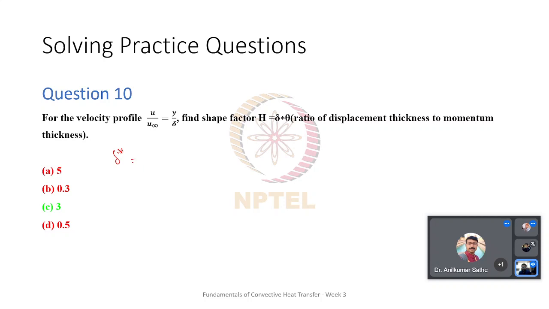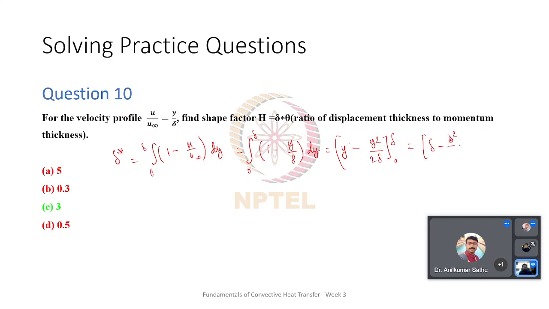So delta star, the displacement thickness, is the integral from 0 to delta of 1 minus u by u infinity, dy. If we plug in the values, it is the integral from 0 to delta of 1 minus y by delta, which becomes y minus y squared by 2 delta from 0 to delta. Plugging in those values, it becomes delta minus delta squared by 2 delta, which simplifies to delta by 2.